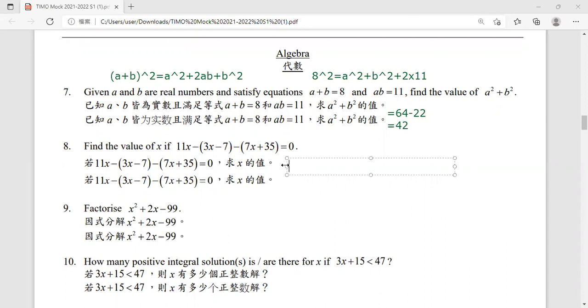This is another pattern for you. Just simplify it, but bear in mind that the brackets don't make it 1 in the brackets. So I simplify this one, it will be 11x minus 3x plus 7, and it's minus 7x minus 35 equal to 0. So it's just x equal to 28. Yeah, x equal to 28. This is simple for you.